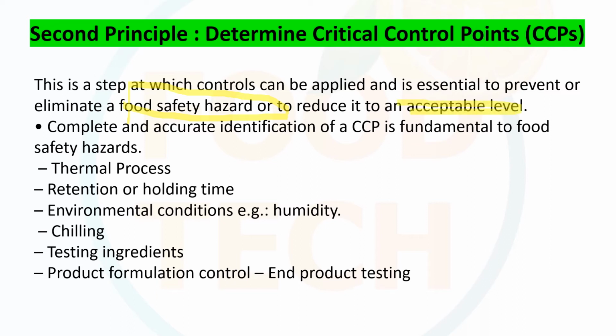Here the complete identification is done for the critical control point, and these are the fundamentals. What hazards can take place? They can take place in the thermal process, retention of holding time, environmental conditions, chilling, testing ingredients, and product formulation. The thermal process and chilling can lead to physical hazards. But in the testing of ingredients, additives may contain chemicals or toxins that are toxic in nature, so this comes under chemical hazards. These are the examples.